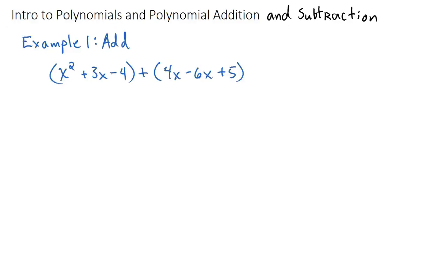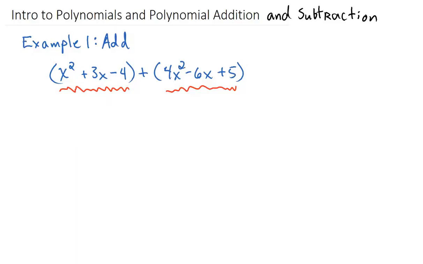Now that we have that polynomial vocabulary under our belts, let's look at adding polynomials. This is actually doing something that we've already talked about doing. It's just giving it a new name. So let me throw an example up here. Alright, so what we have here are two polynomials being added. The parentheses are actually just emphasizing what our polynomials are. So our first polynomial is x squared plus 3x minus 4. Our second polynomial is 4x squared minus 6x plus 5.